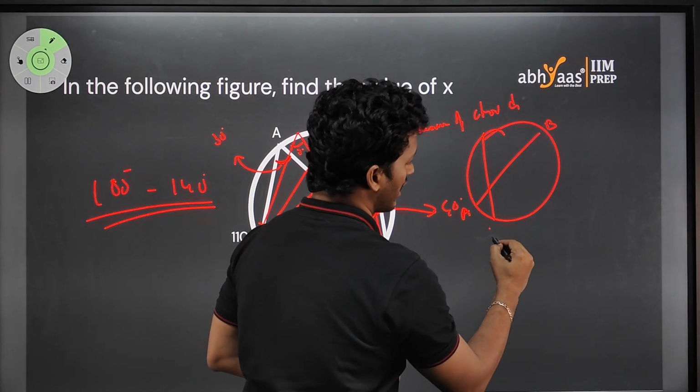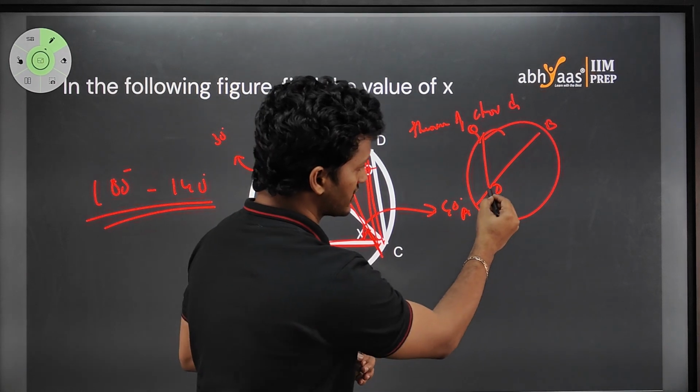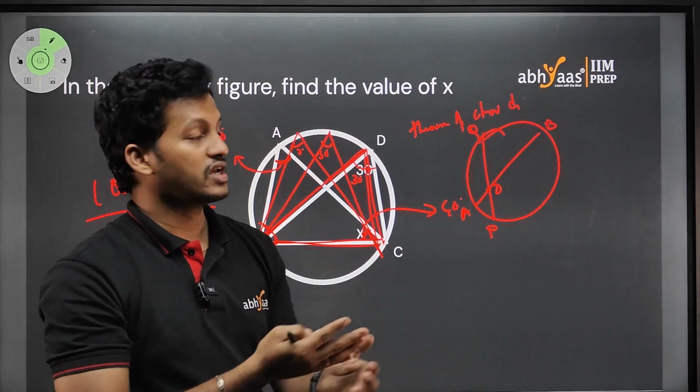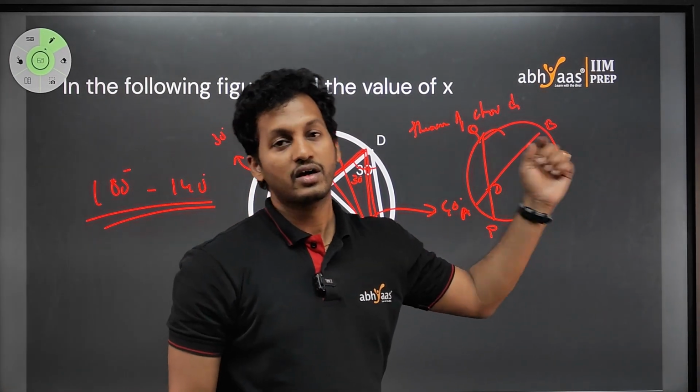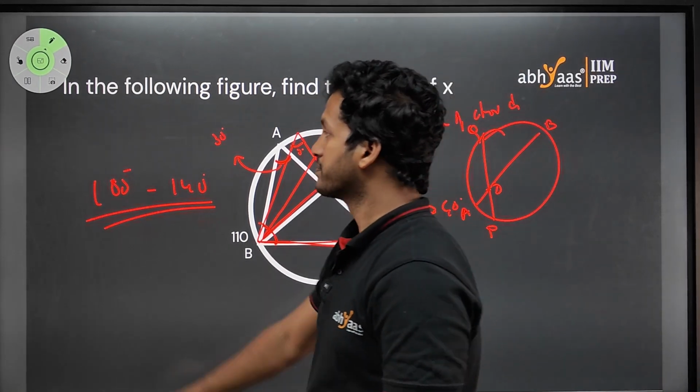This is AB and this is PQ and this is D. I mean, this is not the center. This is the intersection point of two chords. Then what will be the property that you have to apply here? See that, that's very important. In properties of circles, this is a very important theorem. Okay.